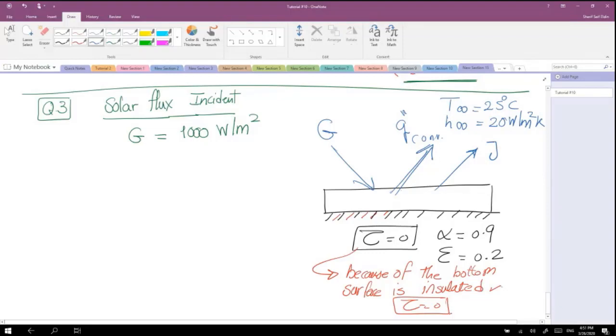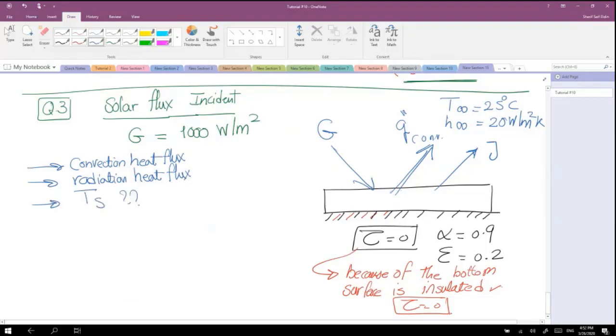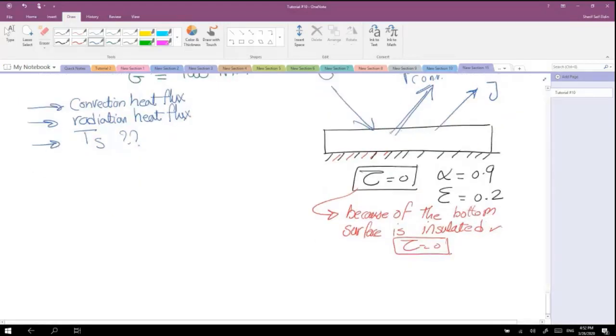What he is asking for is the convection heat flux, the radiation heat flux, and the surface temperature. What is the surface temperature? The surface temperature is not given to you here, which is not that bad. We can get it from the energy balance.